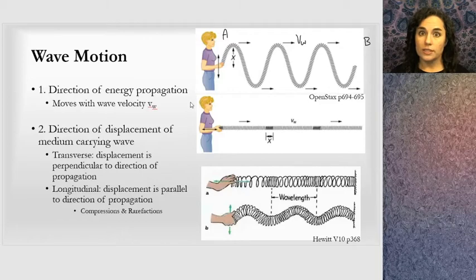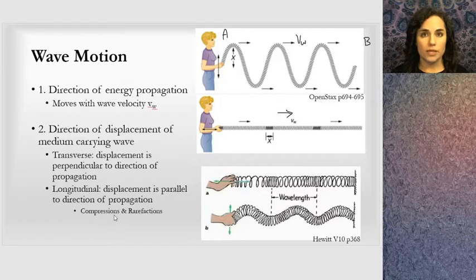An important distinction among waves is the direction of displacement of the medium carrying the wave. And you saw this on the prior slide. I can cause the matter to move perpendicular to that velocity of the wave, or I can cause it to move parallel to the velocity of the wave. And that's how we get the two distinctions. Transverse is when the displacement is perpendicular to the direction of propagation, and longitudinal is when the displacement is parallel to the direction of propagation.